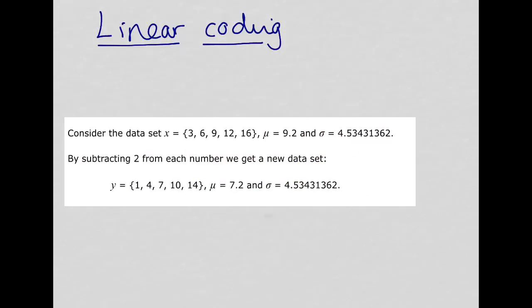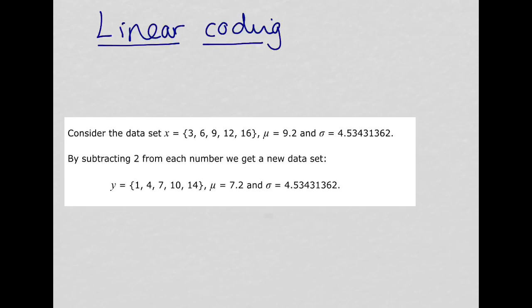Now to move on to something called linear coding. It's not as difficult as it seems, but sometimes we might deal with really large data. So linear coding tends to be when we've got really, really large numbers and we want to actually make them smaller. However, the numbers I'm working with today are particularly small anyway. But if you've got numbers in the hundreds, thousands, millions, and you want to work out the mean and standard deviation, you probably want to make them smaller. So that's when linear coding comes into it.